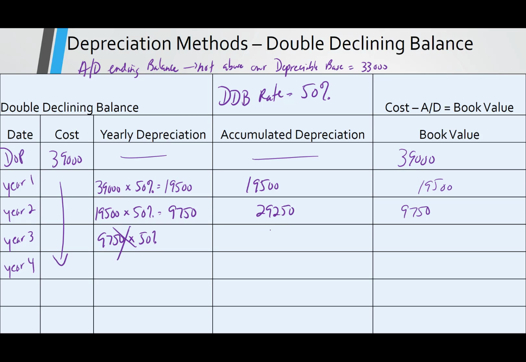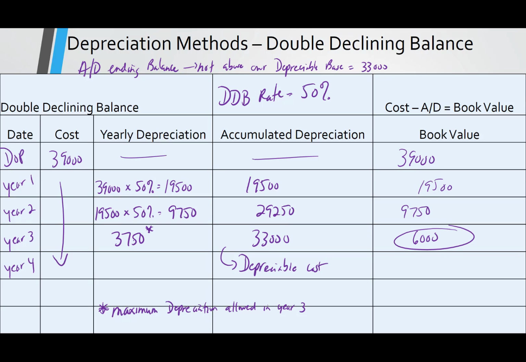You force it, put a little asterisk there, and you would put the little explanation down here, maximum depreciation allowed in year 3. Now, the other reason is this is our depreciable cost or base. Now, this number can never go below 6,000 in this problem. So we can see how I got the 3750. You take the difference between 9750 here, and minus the 6,000, you would get 3750. So this is obviously our residual value.